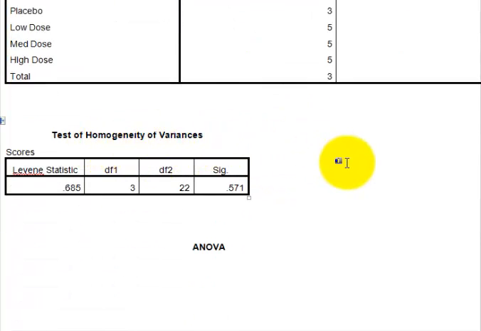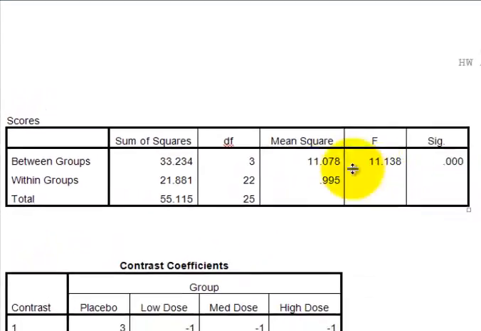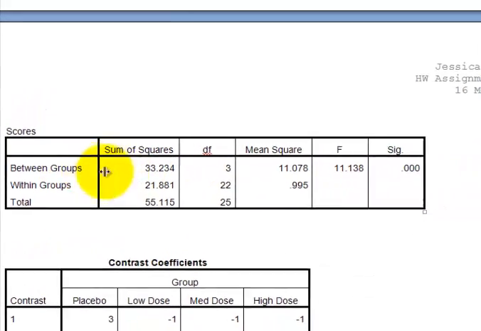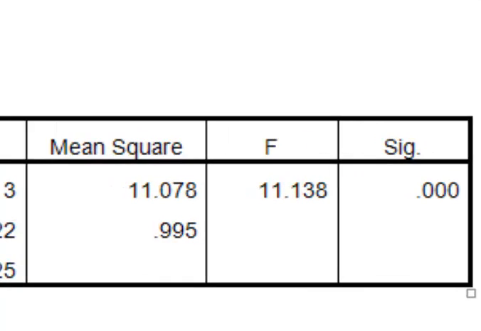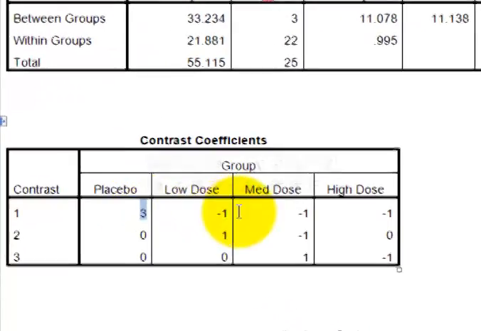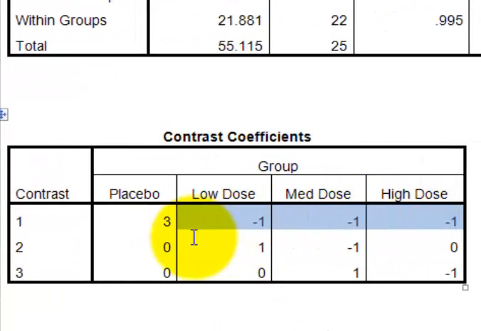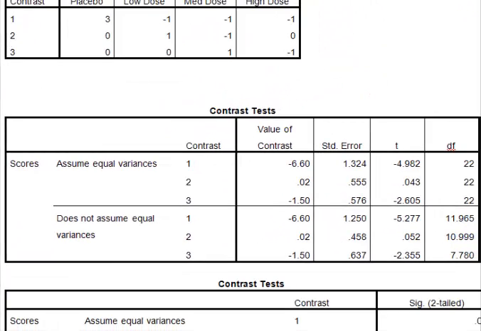It did not violate the assumption of homogeneity of variance according to the Levene's test. There's our between groups scores. We had an overall omnibus F for the whole groups before we do the plan comparison, and that's what the computer does. This is telling me that you're comparing the placebo to all three other ones. This one is from low dose to medium dose, and high to medium. So this is spot on so far.